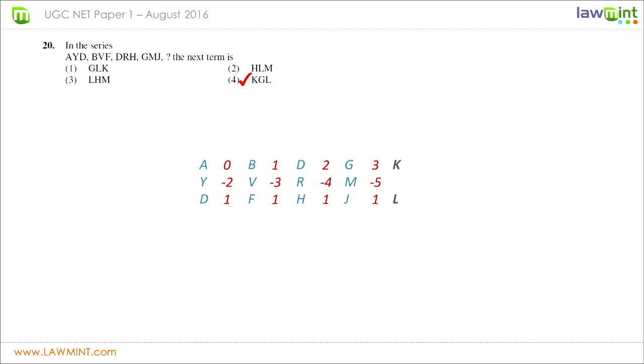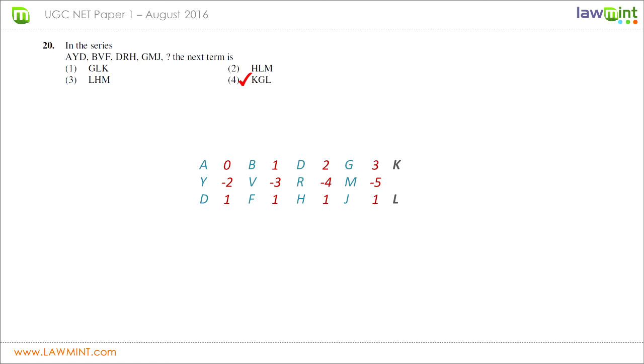In question number 20, we are given a series of sets of alphabets and we are asked which is the term that comes at the end of this series. Now if we were to write down all the alphabets that are given in a vertical manner and try to find the difference between each alphabet and its corresponding alphabet in the next set, right?